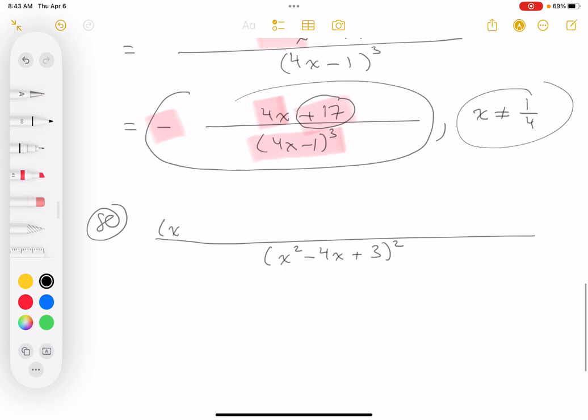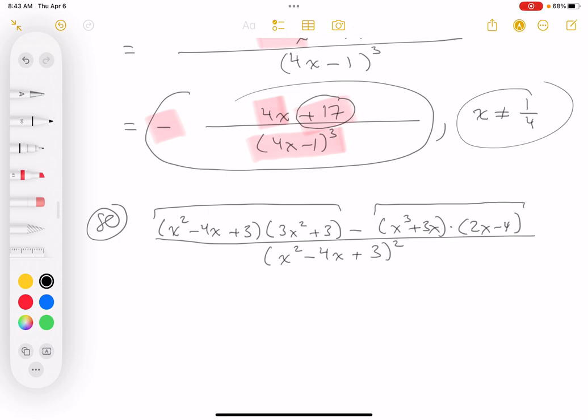I'll write this one down for you. x squared, minus 4x, and then plus 3. And then I see 3x squared plus 3. And then I see minus the quantity x cubed plus 3x times the quantity 2x minus 4. I'm looking at that, and I don't see much in common factor-wise between the two terms. I'm looking at this term over here, a long, complicated term, by the way. I don't see any common factors.